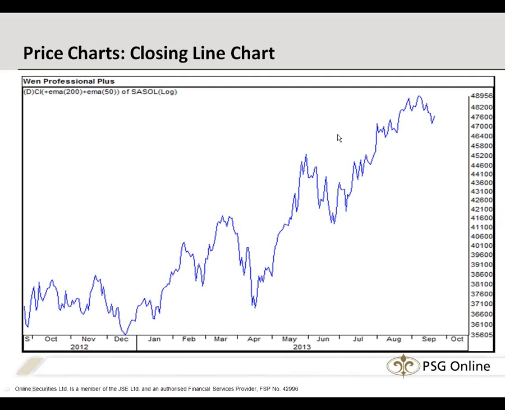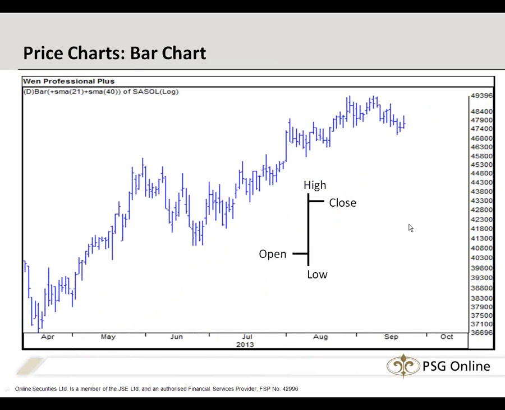The same graph now, what I'm going to do now is we bring up what we call a bar chart. Okay, let me just get my software to work. So catch up. There we go, a bar chart. So I have the same graph now of Sassel.